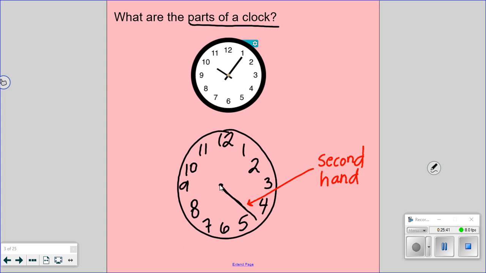Sometimes on these school clocks, that second hand will be red. So sometimes you will see the second hand is red, just to make it a little easier to see.